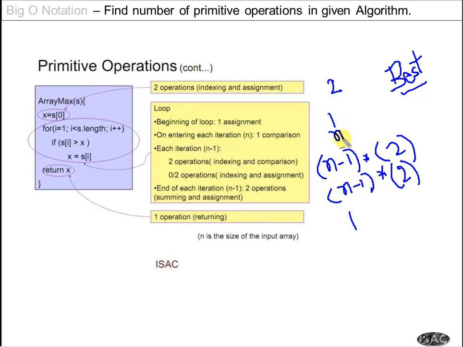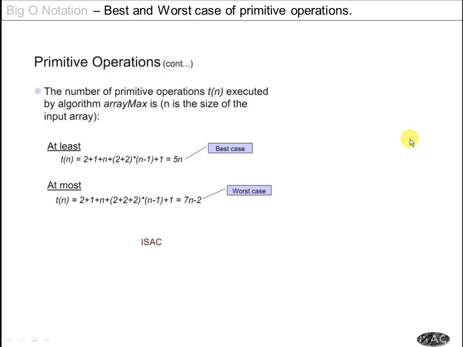So 2 plus 1 plus n plus n minus 1 times 2, n minus 1 times 2 plus 1. If we add all of this, we'll get the best case scenario. If we want the worst case scenario, we'll have to add plus 2 here as well. So that is what we are going to do: 2 plus 1 plus n plus 2 plus 2 into n minus 1 plus 1. In the worst case scenario, that additional 2 will come here, 2 plus 2 times n minus 1 plus 1, and this will remain the same.